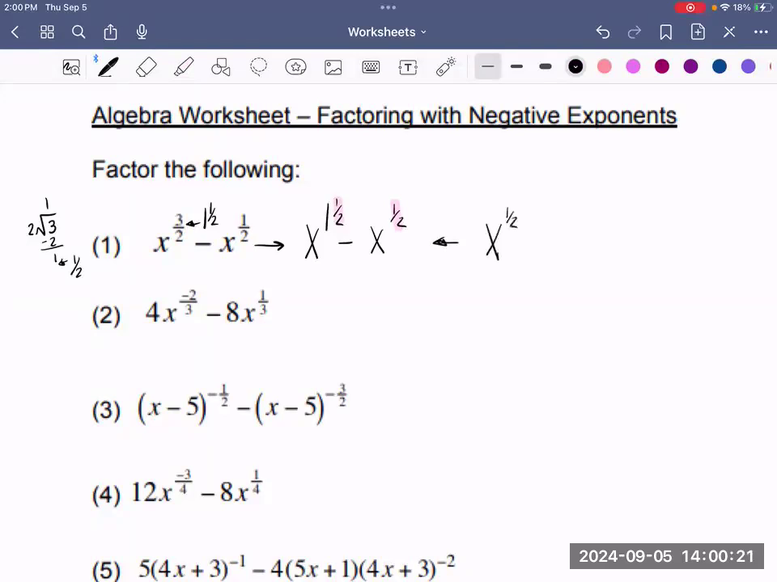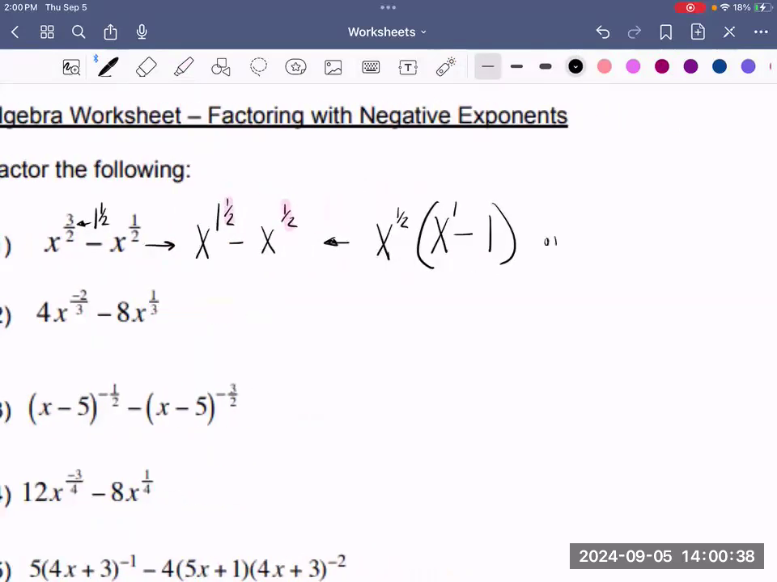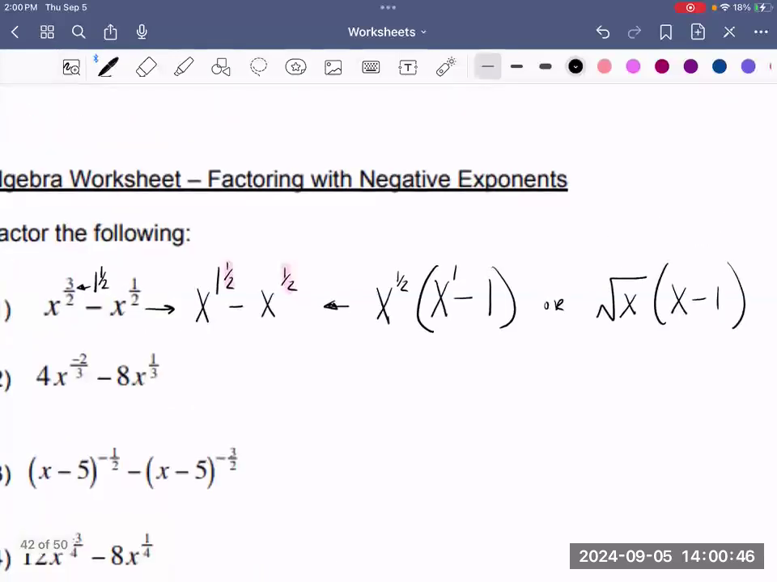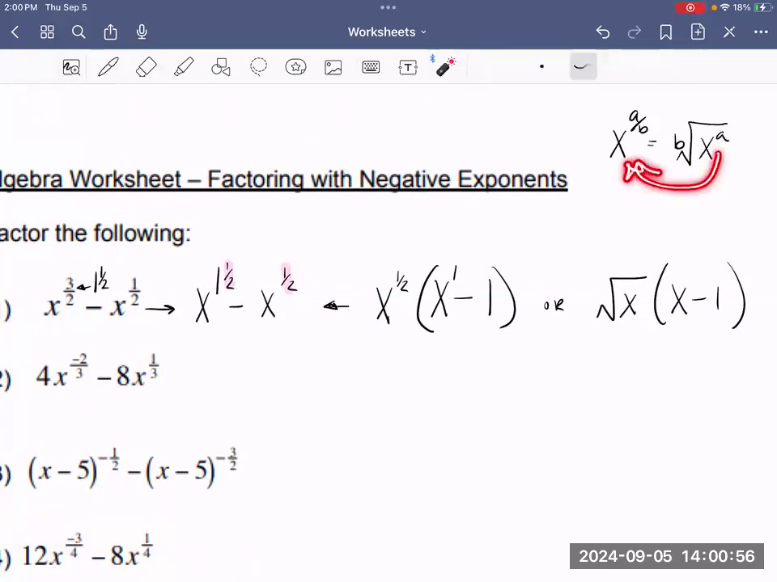x to the 1/2. And we're left over, we have x to the first power minus, we took all of this x to 1/2, so minus 1. So our final answer should be x to the 1/2 times x minus 1. Or if it's a fractional exponent still, we can put it back into a radical. The reason why we can put it into a radical is if we have x to the a over b, it's equal to the b root of x to the a. And we can go back and forth with them as well.